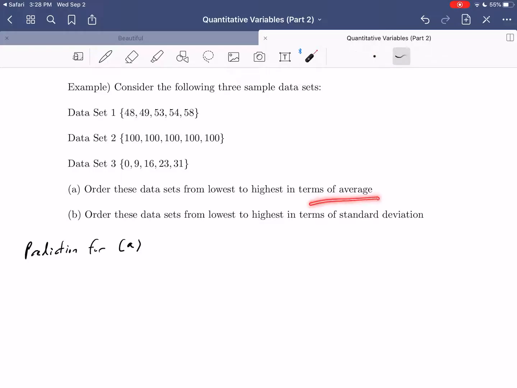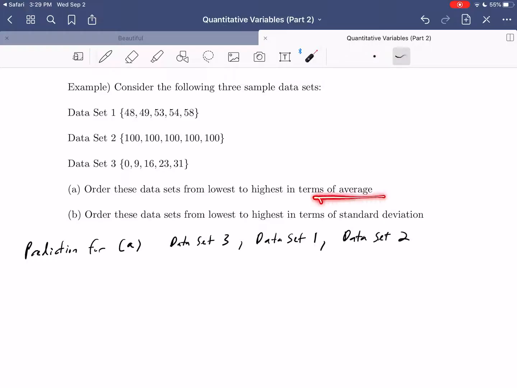Remember that the average is attempting to measure the center, or what is a typical value. If we think about that, what is going to have the lowest average? Keep in mind that average is measuring the center. The typical values here are in the 10s and 20s, the typical values here are in the high 40s, low 50s, and the typical value here is like 100. So we should be able to predict for A that data set 3 is smallest, then data set 1, and then data set 2 in terms of average.